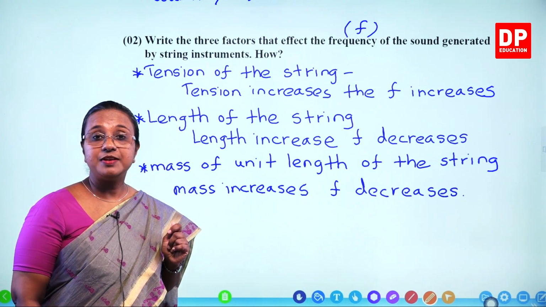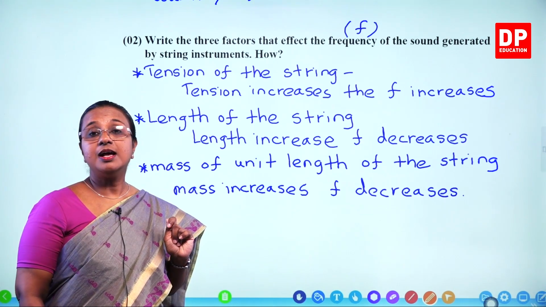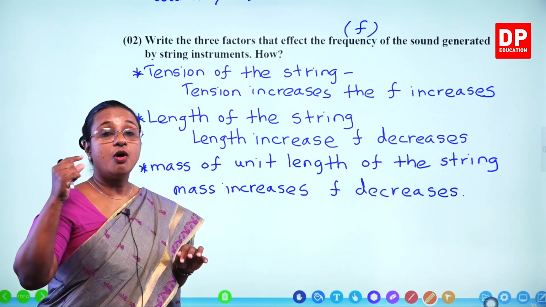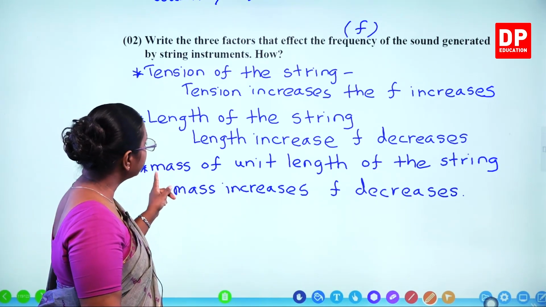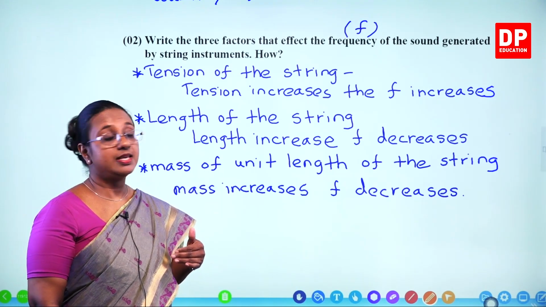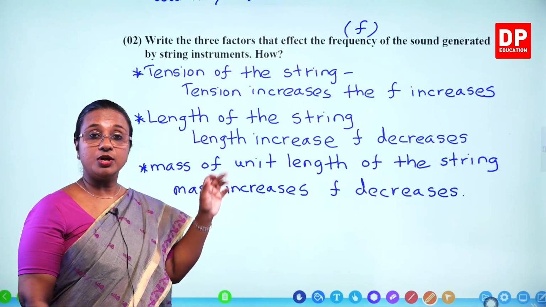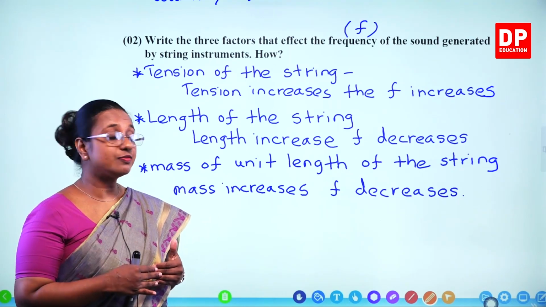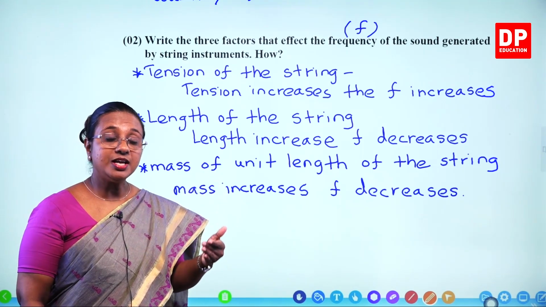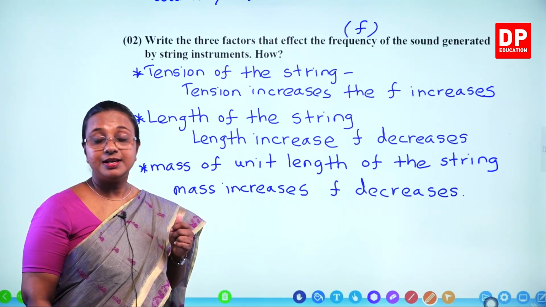In order to increase the frequency of sound, you have to increase the tension, you have to decrease the length of the string, and also you have to use a thin string, or you have to reduce the thickness so that the mass of the unit length will decrease. If you want to reduce the frequency, then we have to decrease the tension, use a longer string, increase the length of the string, and also we have to use a thick string or a string with a higher mass per unit length. Then the frequency will decrease.